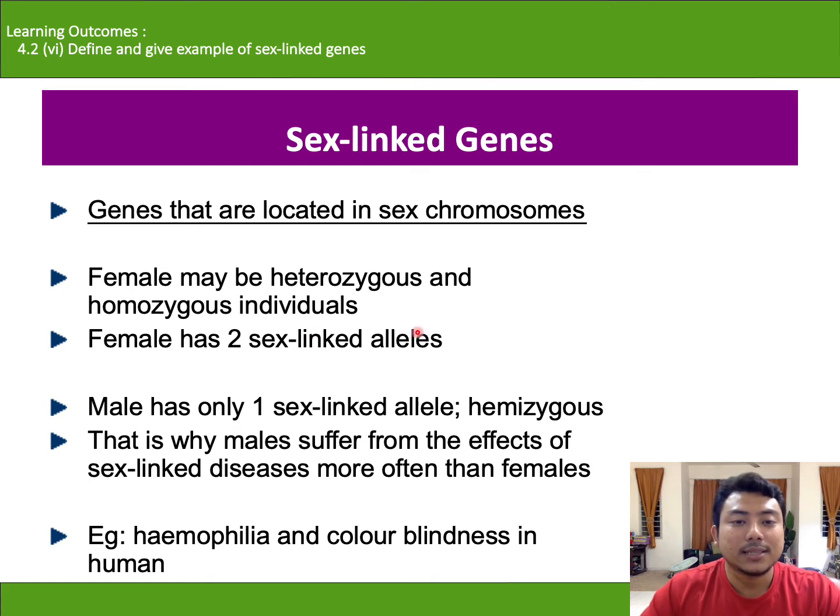So for sex-linked genes, the genes that we are going to study are located in these sex chromosomes, i.e., on the X chromosome. Female may be heterozygous or homozygous, because female has two sex-linked alleles, as female has both X. And male only has one sex-linked allele, so it is called hemizygous. That is why males suffer more often from the effects of sex-linked diseases than females. Examples of such diseases are hemophilia and color blindness in humans.